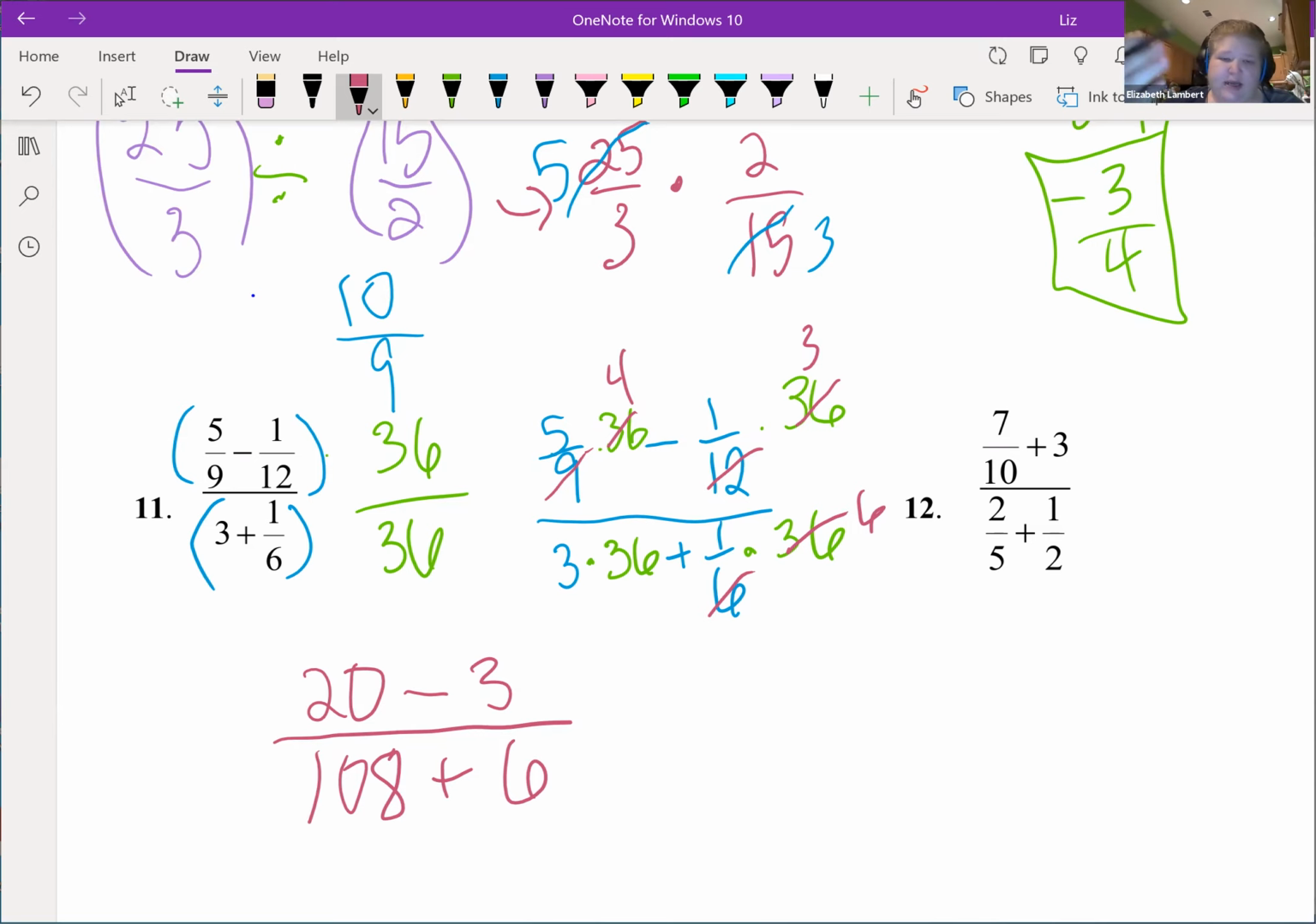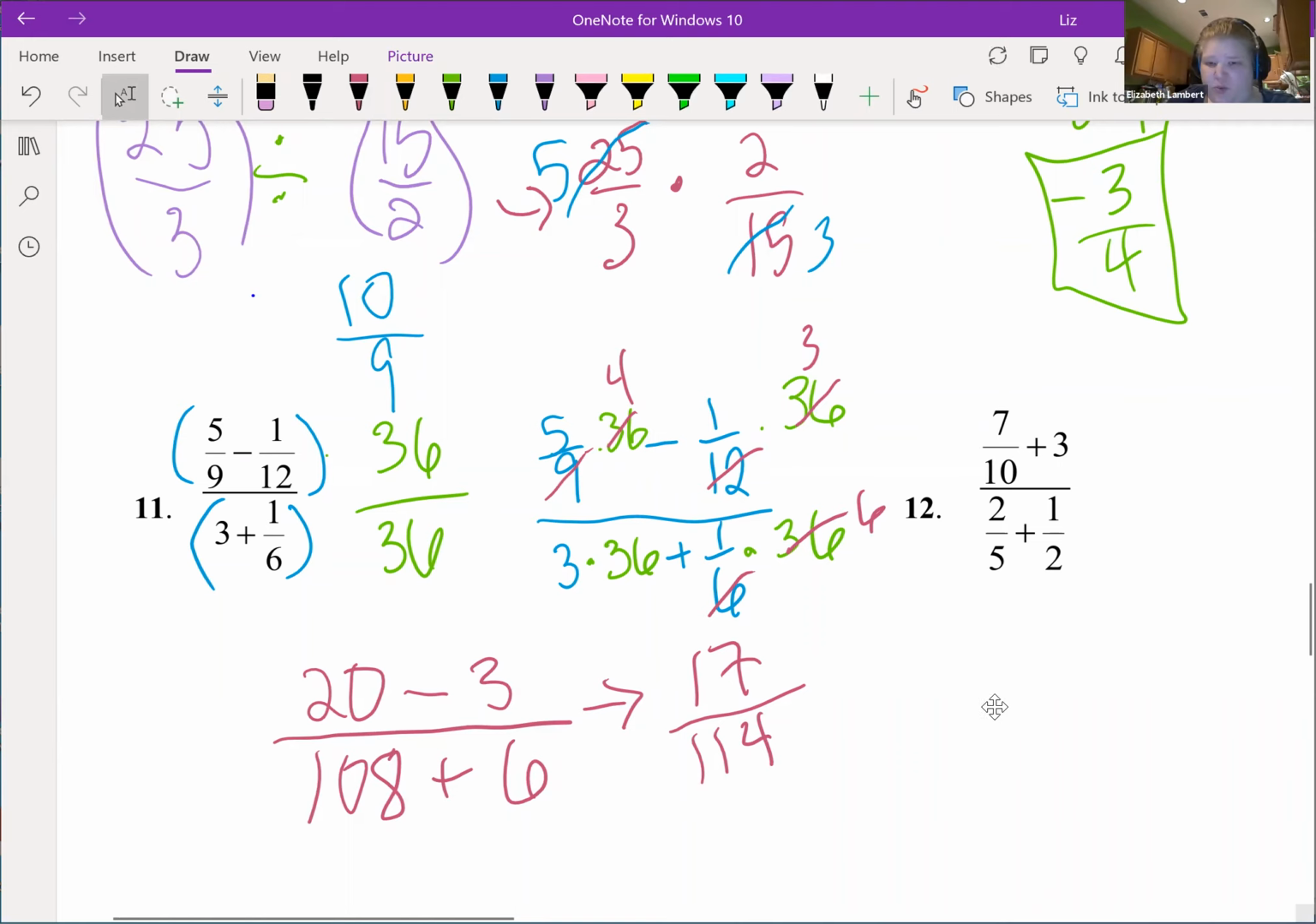So now we just got to clean this up. 20 minus 3 is 17, which is prime, so that means whatever we get is what we get. 108 plus 6 is 114. Now my brain looks at that and it's like 7, it should be divisible by 7. It's not. 17 is prime. We should check to see if 17 goes into 114. Don't think it will. No, it does not nicely, so we are done.